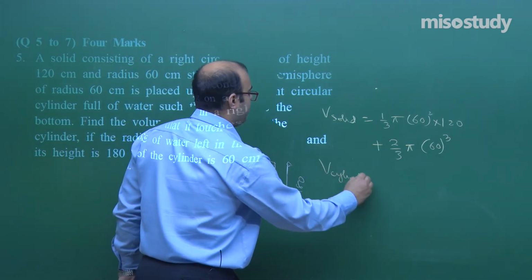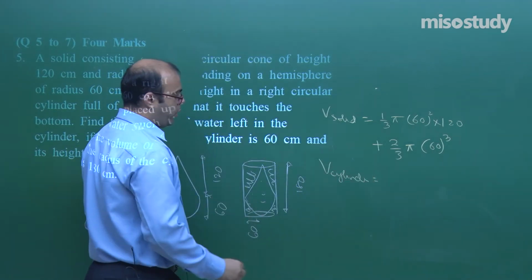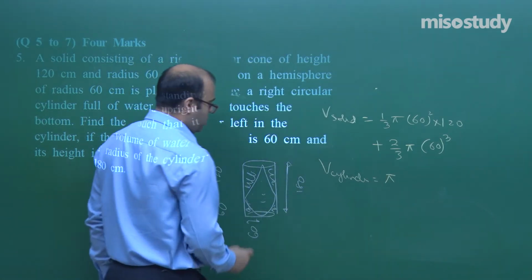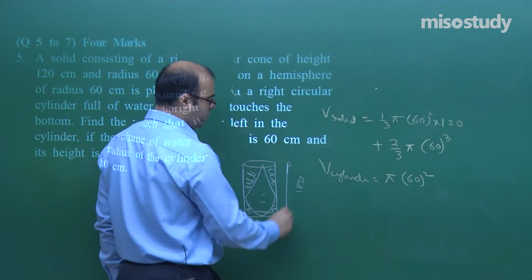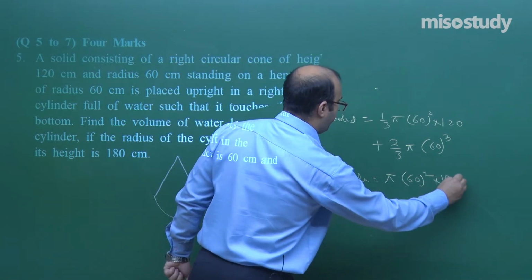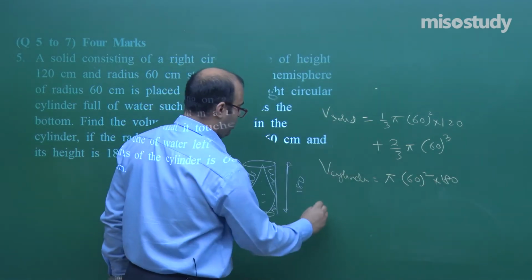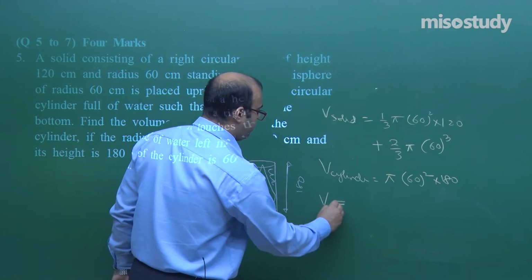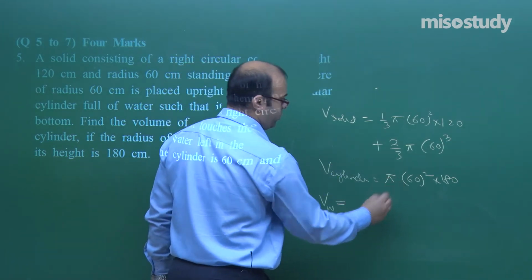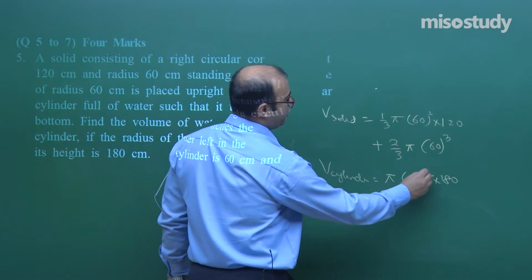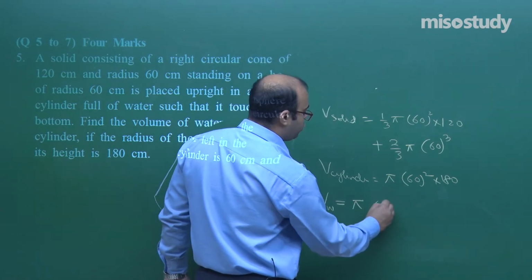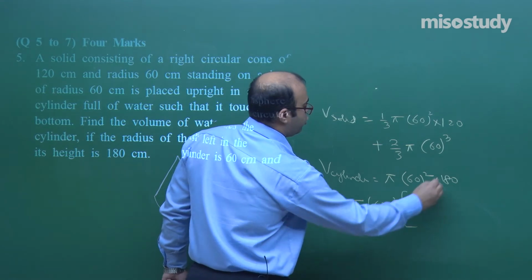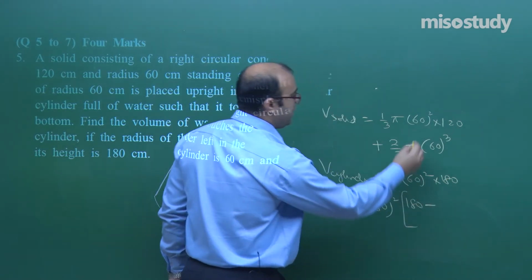So the volume of this cylinder is equal to pi r square h. This is pi, the radius is 60, so 60 square into height, that is 180. Now what we have to do, we have to subtract this from here. So the required volume of water is equal to the volume of the cylinder, that is pi 60 square into 180. Pi we can take common, 60 square can also be taken as common. So here it is 180 minus this thing.